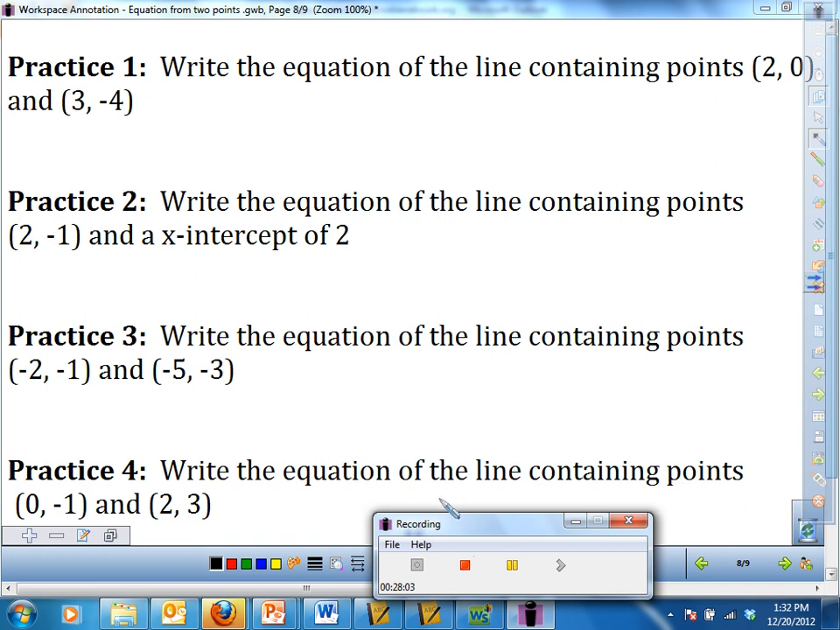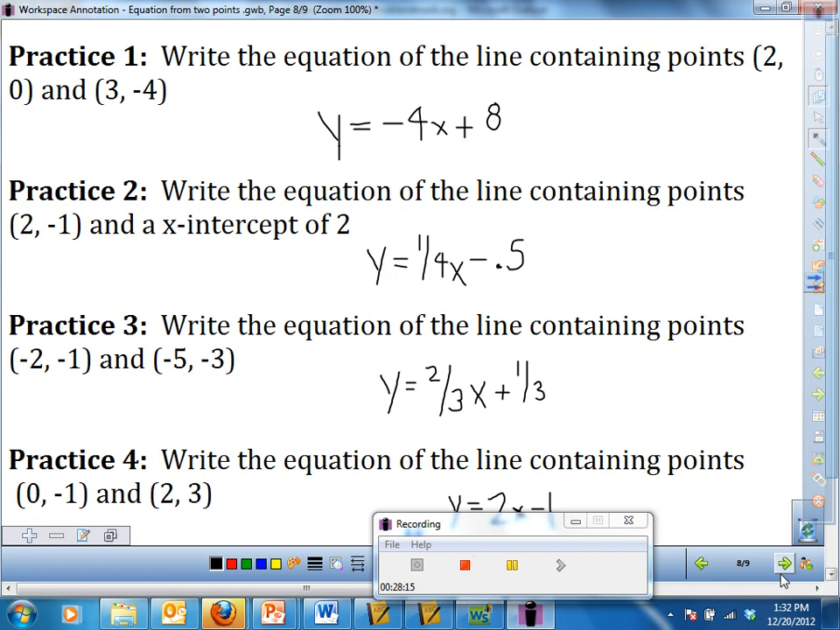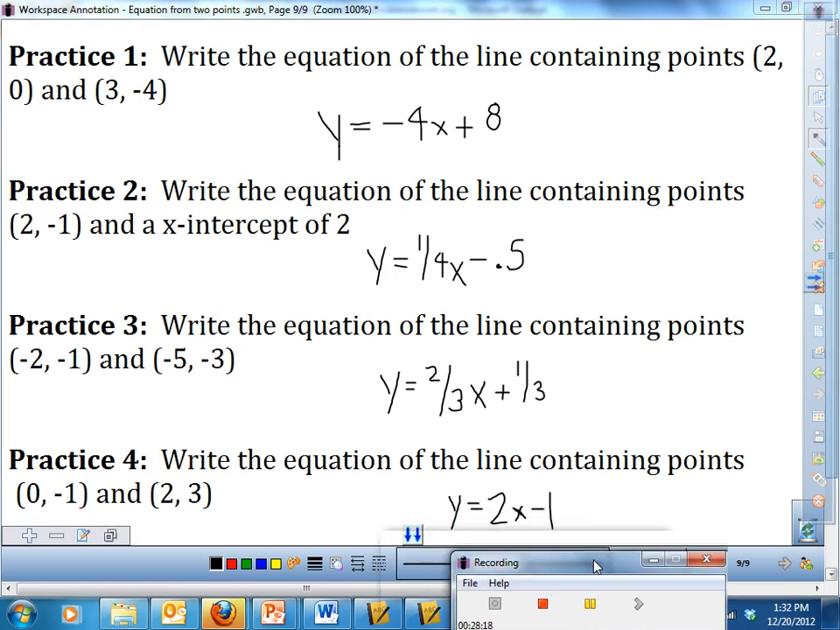So go ahead and copy down these practice problems if you have not done so, and then pause the video before you see the answers. Here are the answers to the 4 practice problems. Check your work. If you got something wrong, go back and see if you can find your mistake. But if you have been checking your solutions, you should have found your mistake before you got to the answer page.